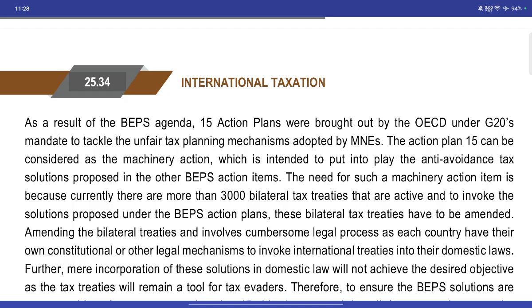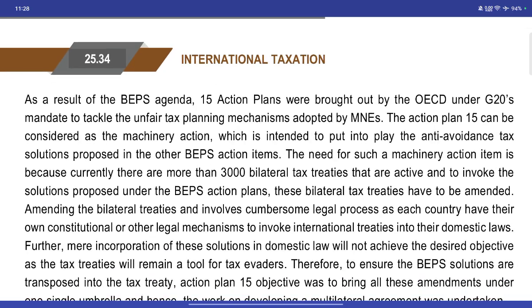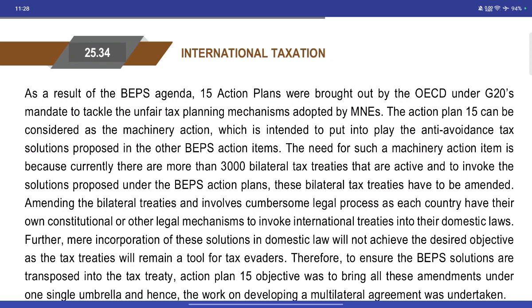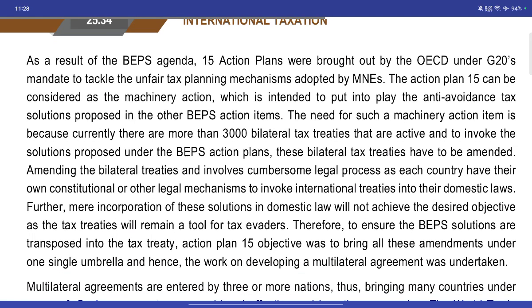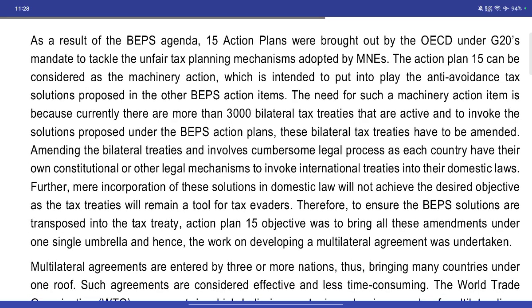As a result, BEPS Action Plan 15 was mandated by the OECD and G20 to tackle unfair tax planning mechanisms adopted by multinational enterprises. Action 15 can also be considered a multilateral action, intended to put in place the anti-avoidance solutions proposed under the BEPS action items. The need for such a multilateral action item is that currently there are more than 3,000 bilateral tax treaties. To invoke the solutions proposed under the BEPS action plan, these bilateral tax treaties have to be amended.